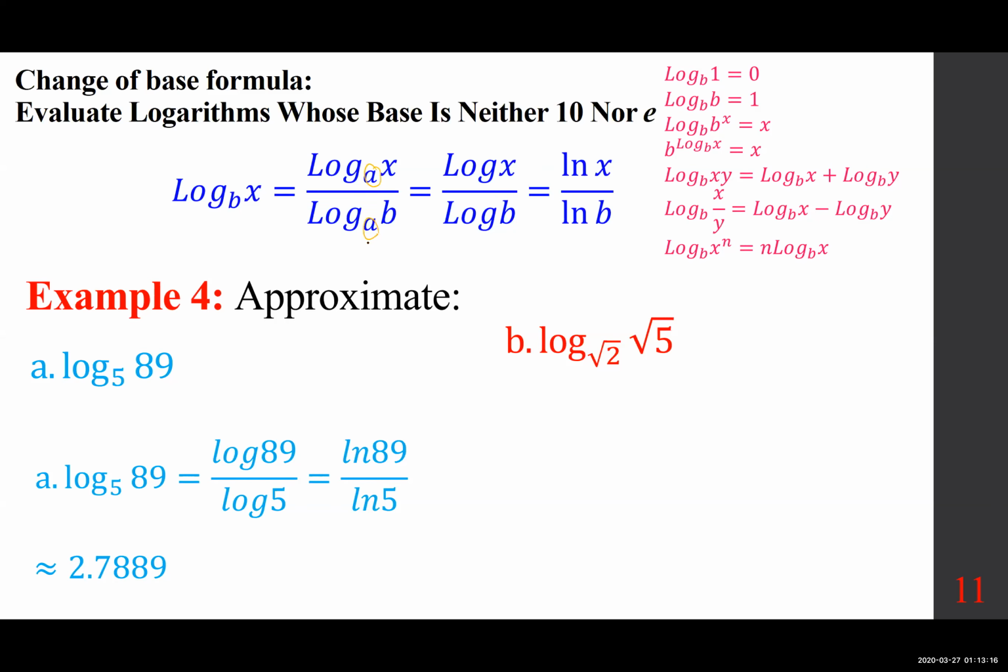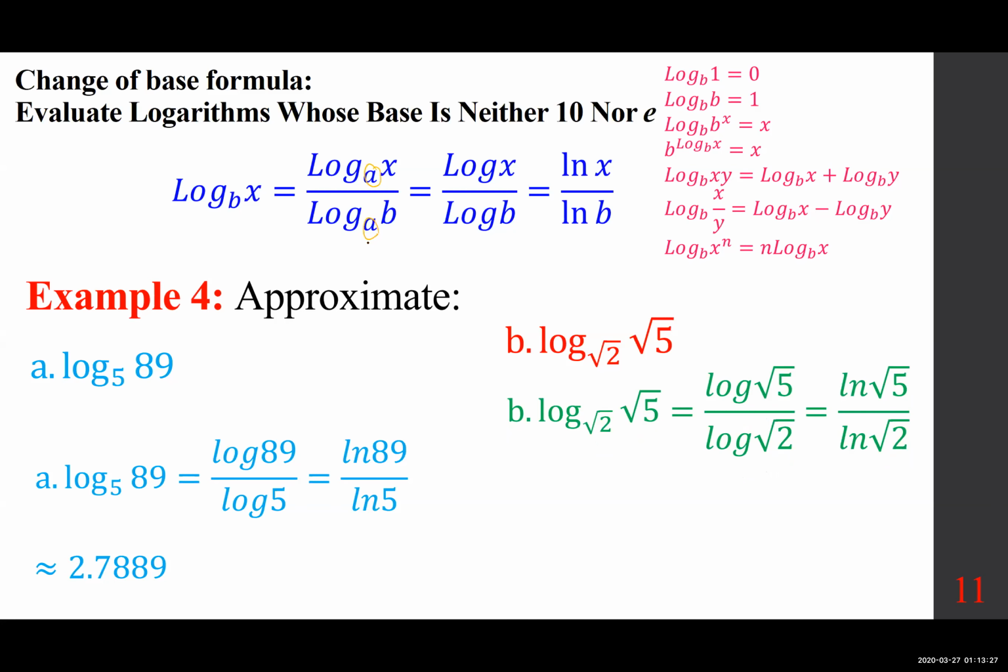The next one is the same thing. The same thing, meaning we can use log of square root of 5 over log of 2. Okay? Or you can use ln. It makes no difference. The first one.